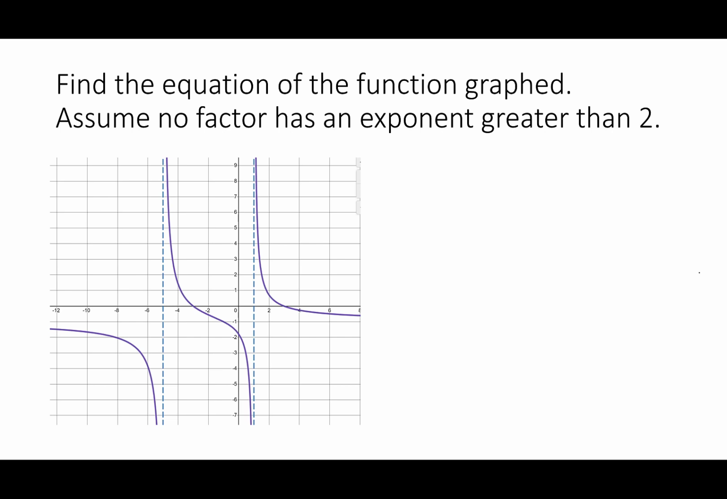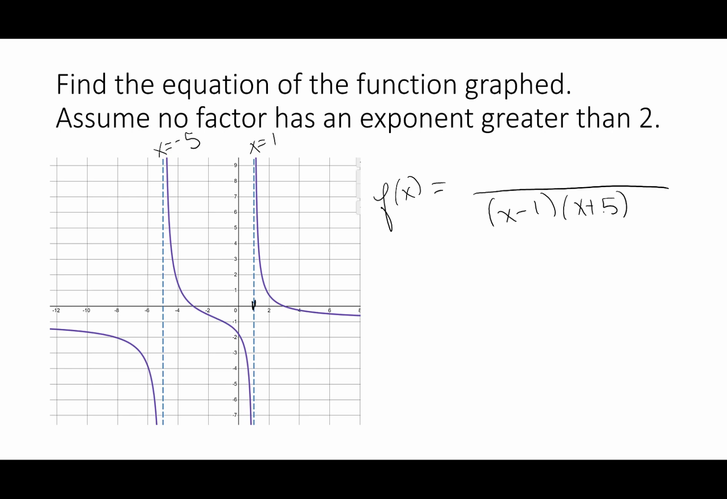Same directions. We're going to find the equation of the function. We're going to assume no factor has an exponent greater than 2. So I'm going to start the same way. I'm looking and I can see here's a vertical asymptote that looks like it's at x equals 1. Here's another one that looks like it's at x equals negative 5. So immediately I say, you know what? I think I have an x minus 1 and an x plus 5 in the denominator.